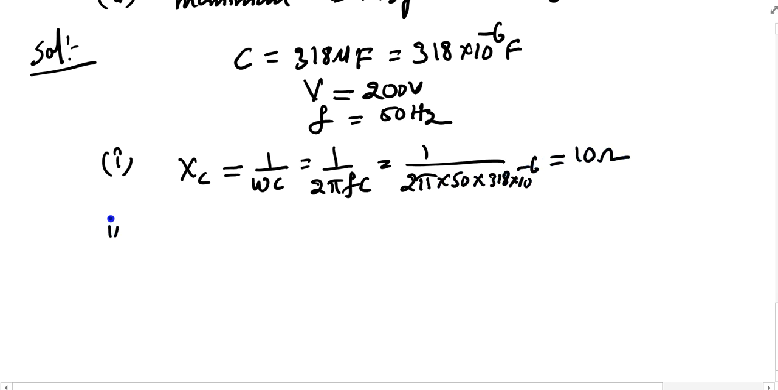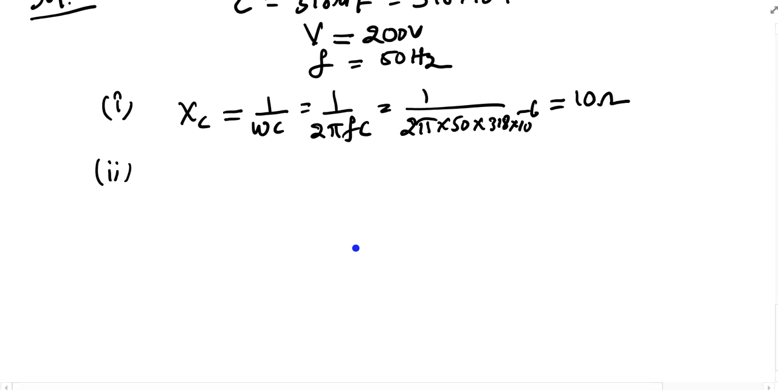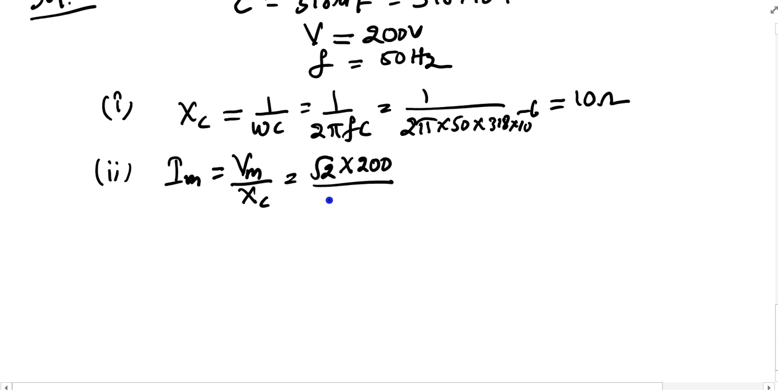The second point they are asking is to find the maximum current. Maximum current is nothing but V max by XC. How will you get the V max? Root 2 into VRMS. What is the VRMS voltage here? That is 200, divided by XC. What is XC? 10. If you do this, you will get 28.28 amperes.